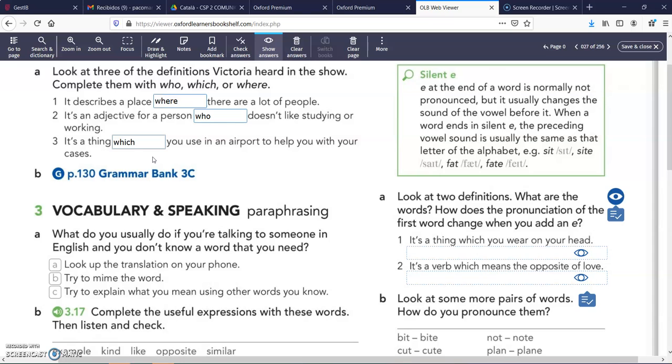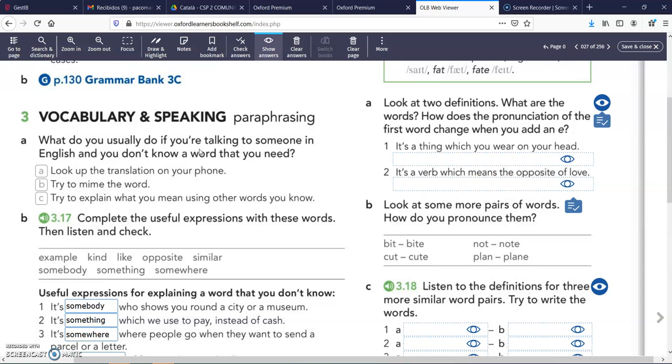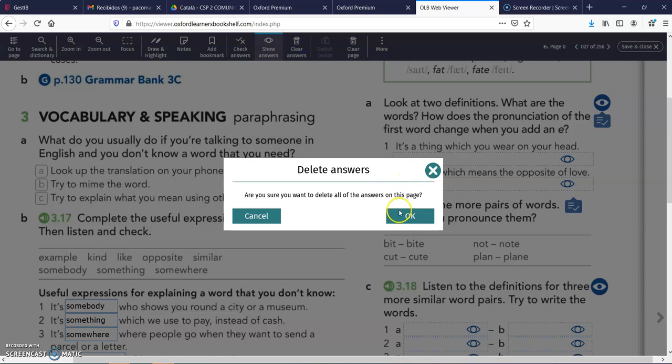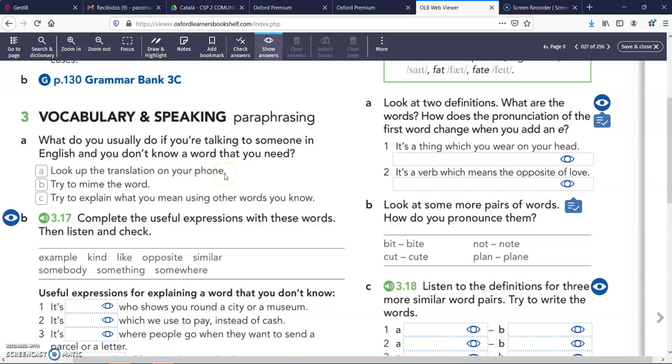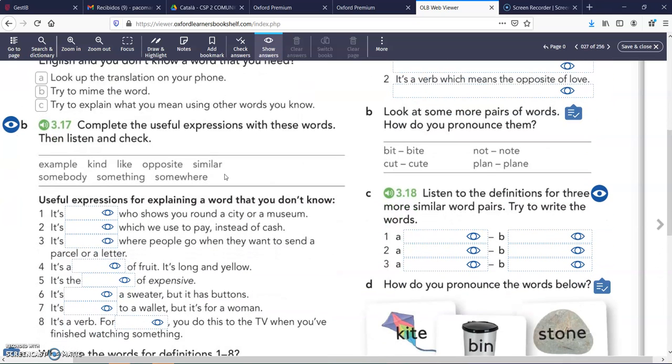Okay? So in that case it will be which. Okay, paraphrasing. This is very interesting for speaking. Paraphrasing means that you say something, you define an object or a person or whatever, but not using that word. So using techniques. We did this exercise, and maybe you can try to do it at home.